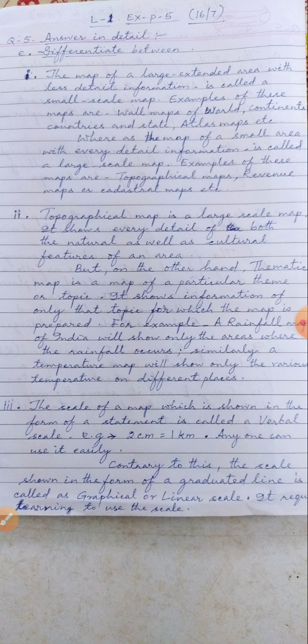Okay, next, in the next paragraph I have written, contrary to this. Contrary means on the opposite hand, opposite to this one. Contrary to this, the scale shown in the form of a graduated line. You can see graduated line means the line given with numbers, divided into different segments. They are all called graduated line.